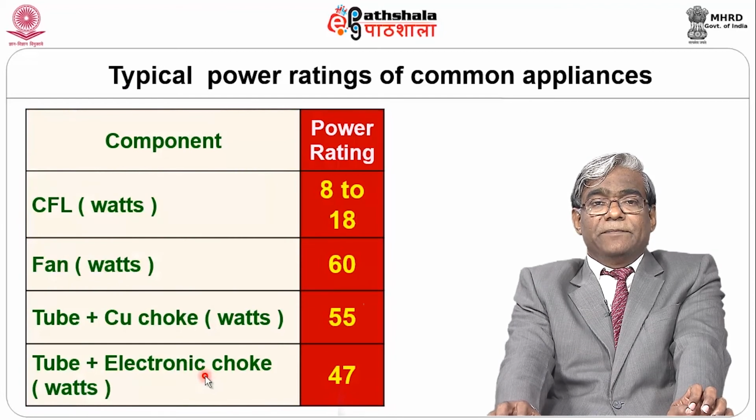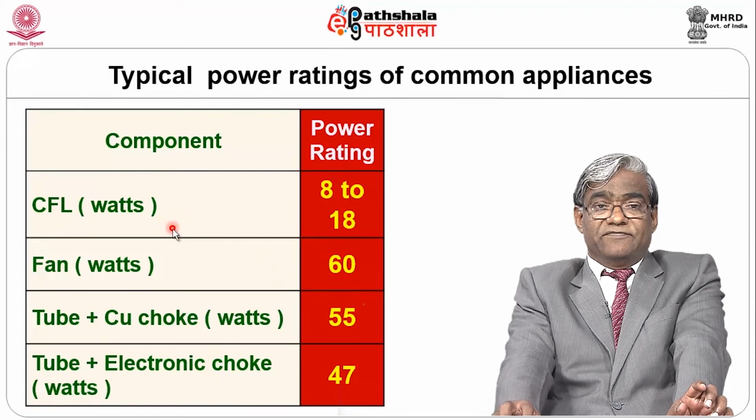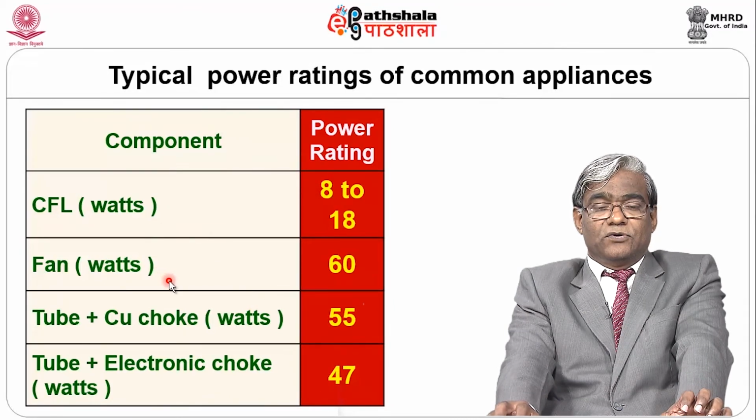And this is about the typical power ratings of common appliances. We can use a CFL lamp, which is in the order of 8 to 18 watts, and fans, where the wattage is around 60. A tube light with a copper choke is about 55 watts, and a tube light with an electronic choke is about 47 watts. So, this is about the wattage of home appliances.